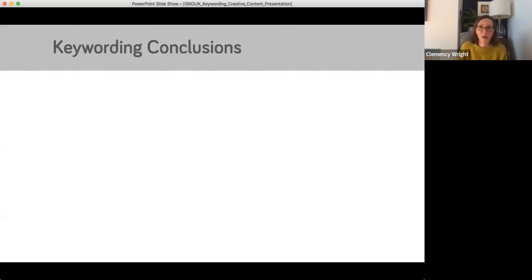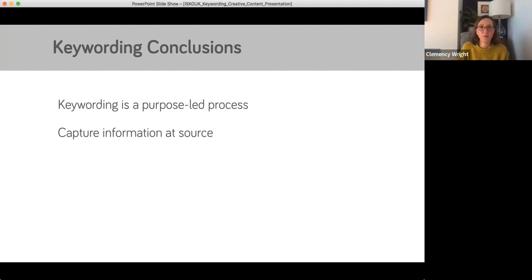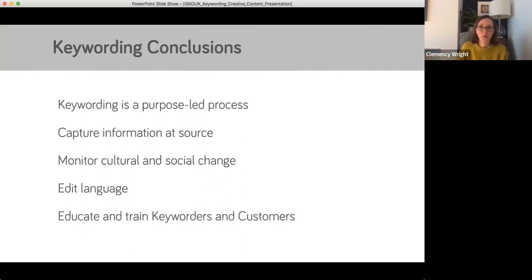So wrapping it up rather swiftly now, my conclusions for today. Keywording is a purpose-led process. We need to try to capture information at source as much as possible. It involves us to monitor the cultural and social changes that are happening in the world. We have to continually edit the language in line with those changes. And we need to try and find ways to educate and train the people doing the keywording, as well as sometimes the customers doing the searching.